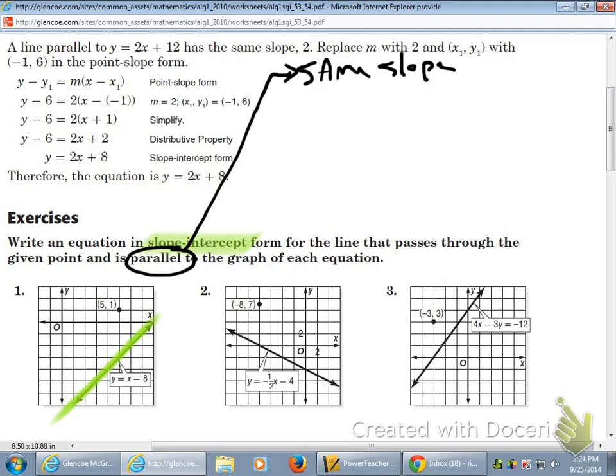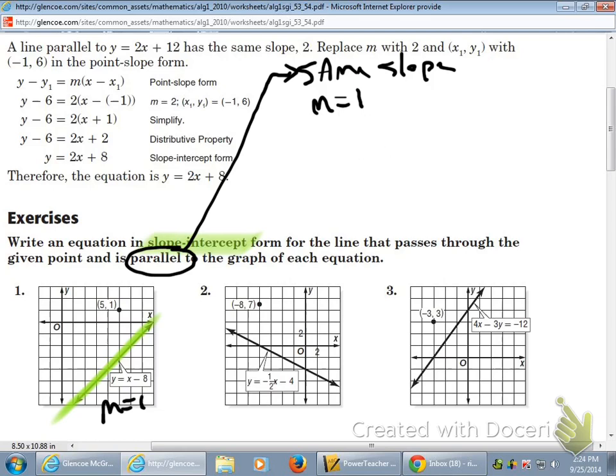One is I could just count rise over run. Or two, didn't they give me the equation? Yep. So what's the slope of this equation? y equals x minus 8. Well, the slope itself is just the number 1. It's the number 1 in front. So I can see that the slope of this line, my m, is 1. So I want to have the same slope for my line. If their slope is 1, then my slope has to be 1.